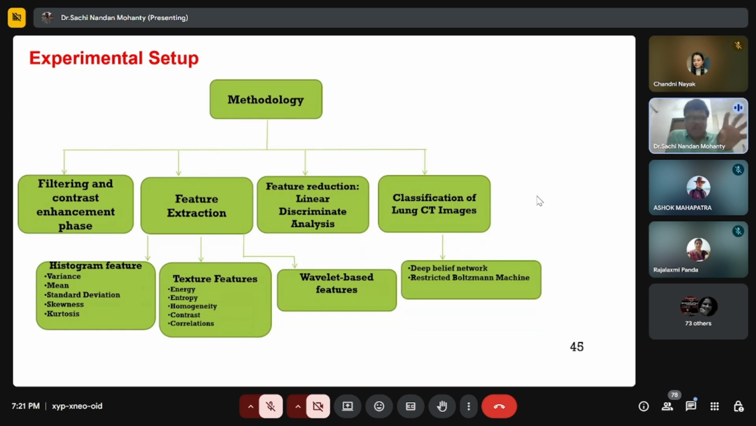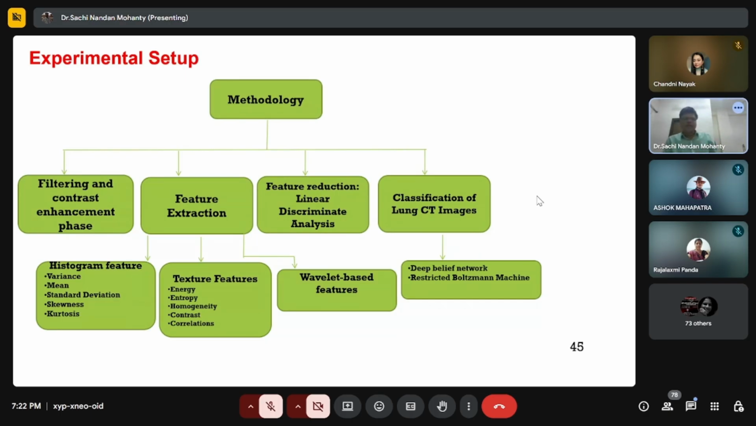we extracted the features from the patient data set, and we extracted those features in different ways, for example histogram features, texture features, and wavelet based features. Directly we have not implemented them; we implemented after feature extraction using linear discriminant analysis. We identify the histogram features. Histogram features means the variance, mean, standard deviation, kurtosis, and skewness.